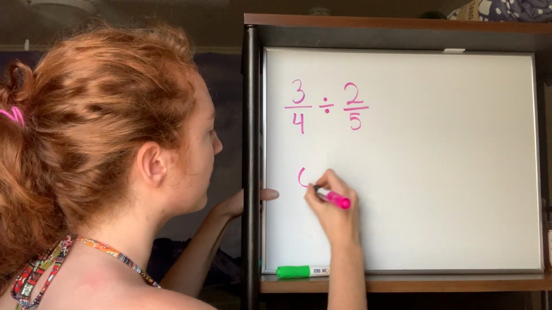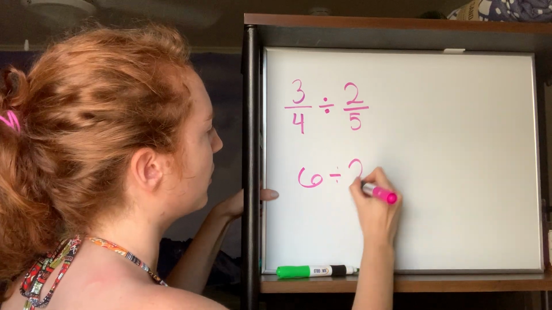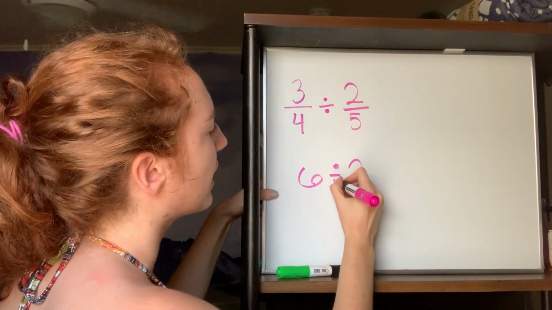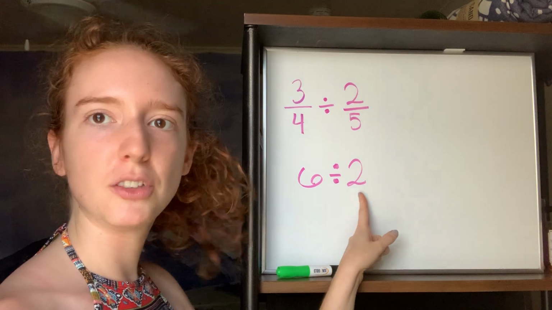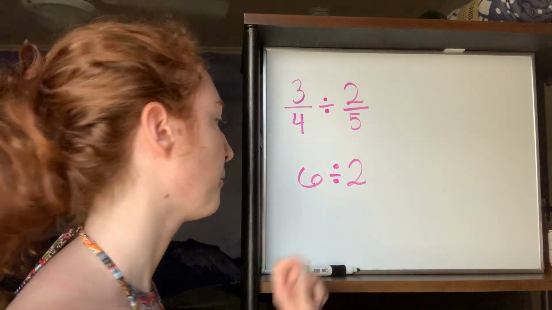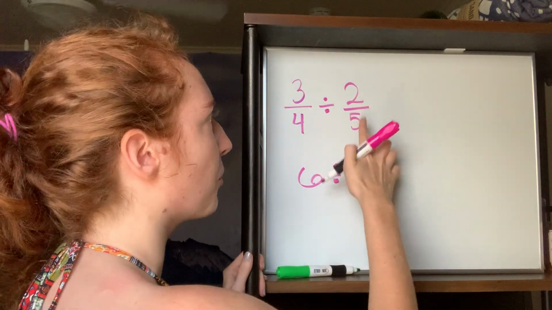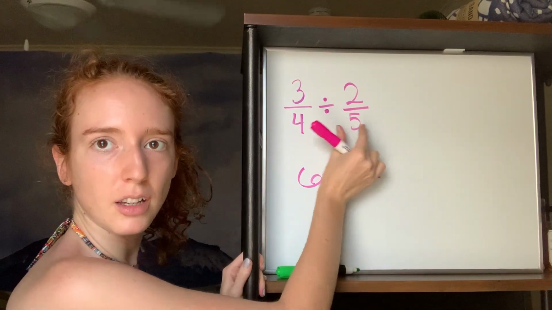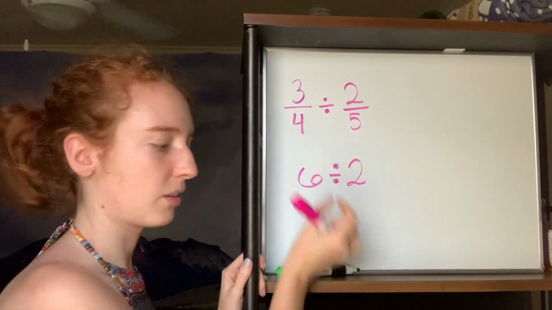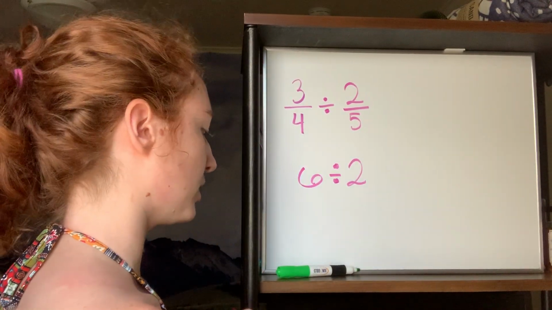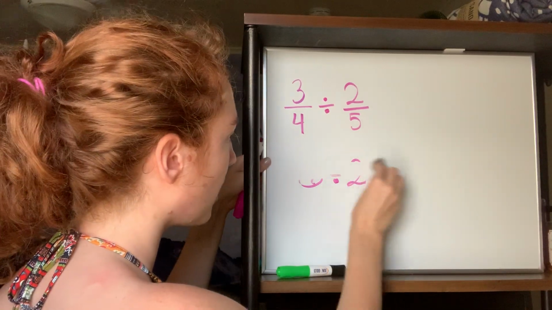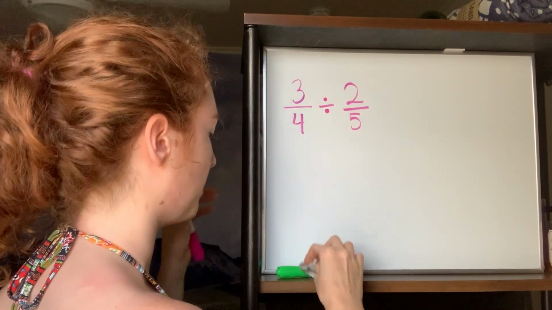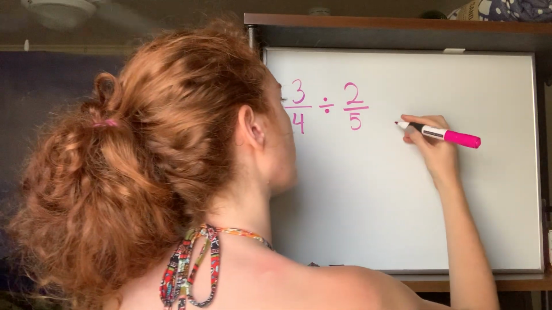So let's think about just 6 divided by 2. That's me asking how many groups of 2 can I find in 6? That's what's happening here. I'm wondering how many groups of 2/5 can I find in a portion of 3/4? That's a big question to ask. So let's try looking at it as a picture. So what does 3/4 look like?